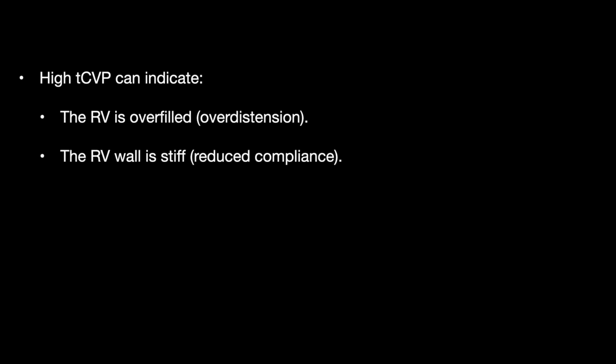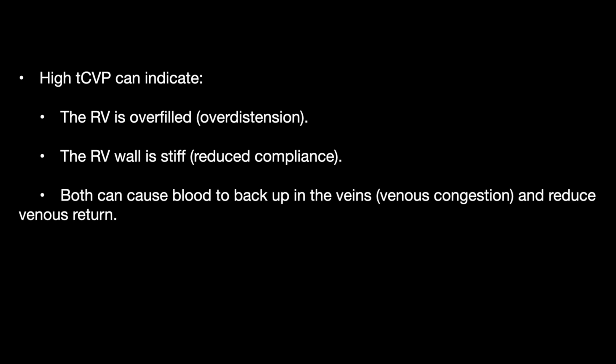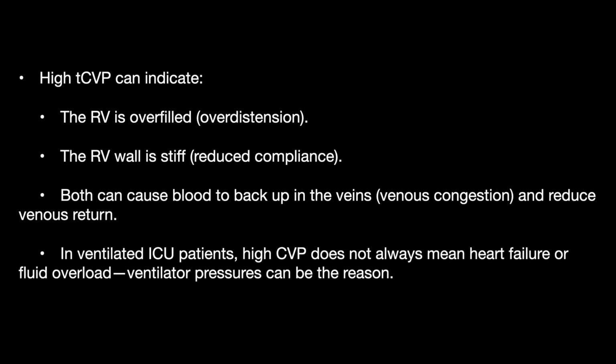Now, high transmural CVP can indicate a right ventricle that is over distended, a right ventricle which is stiff, or both. Both can cause blood to back up in the veins and reduce the venous return. In ventilated ICU patients, high CVP doesn't always mean heart failure or fluid overload. The ventilator pressures can also be the reason.